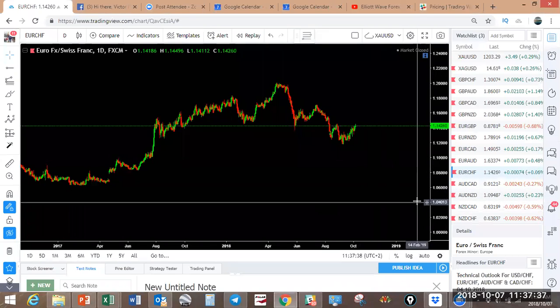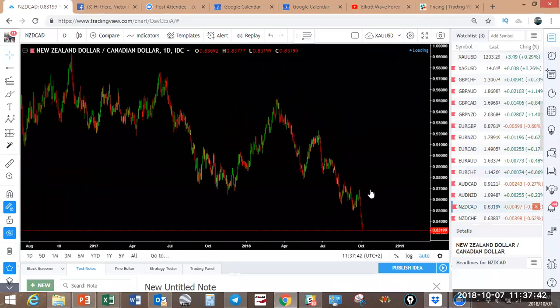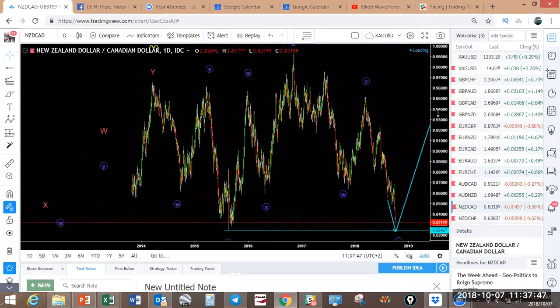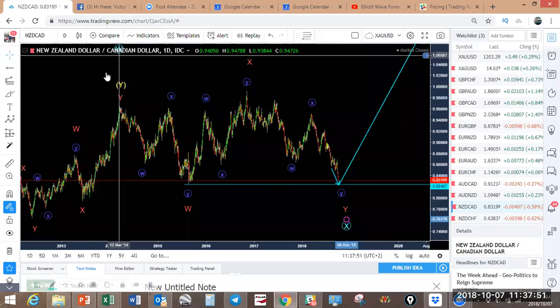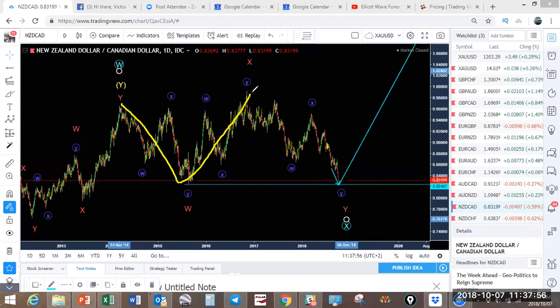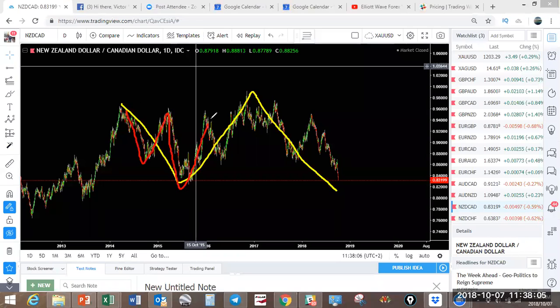AUD and CAD pairs. New Zealand CAD. New Zealand CAD, I'm still looking for it to drop to around this area. Why are we looking for it to come down to that area? We are looking for this one. Look how interesting this one here is. 1, 2, 3. Let's switch off the labeling there. So you can see how interesting the structure becomes. You've got 1, 2, 3, you've got 1, 2, 3 internally, you've got 1, 2, 3 internally, you've got 1, 2, 3.